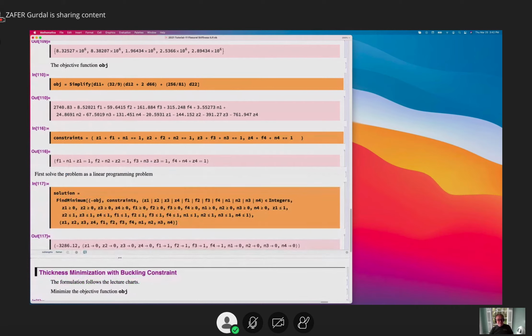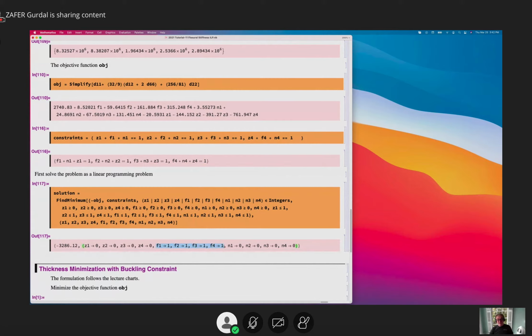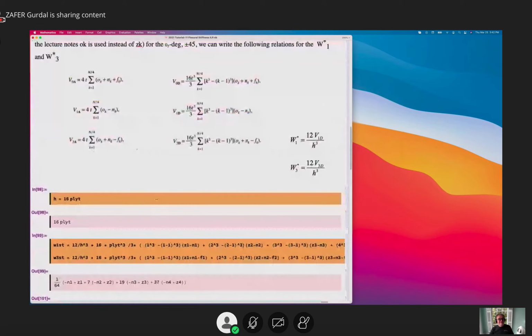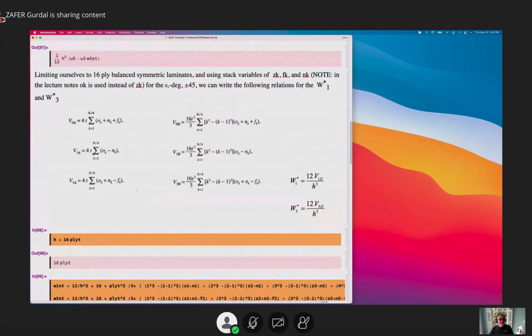The only addition I can make to this problem now is if I want to put in another constraint, say on in-plane stiffness properties. This is basically an all plus-minus 45 degree laminate. Let's say I want A11 to be some large value so that it has a large axial stiffness. Then I would put in another constraint in here that will require these.